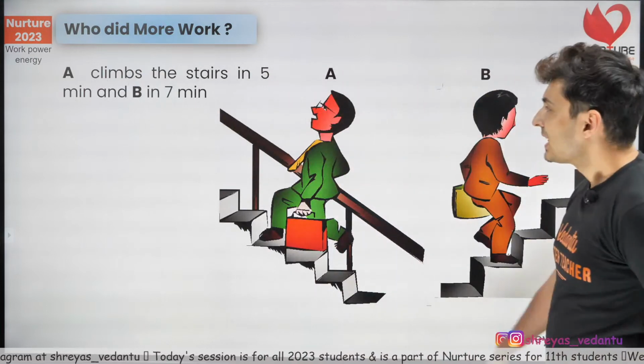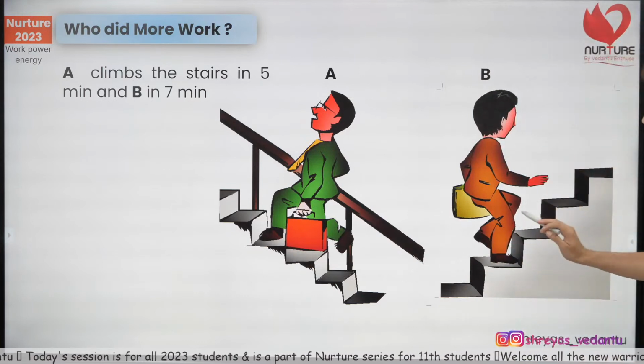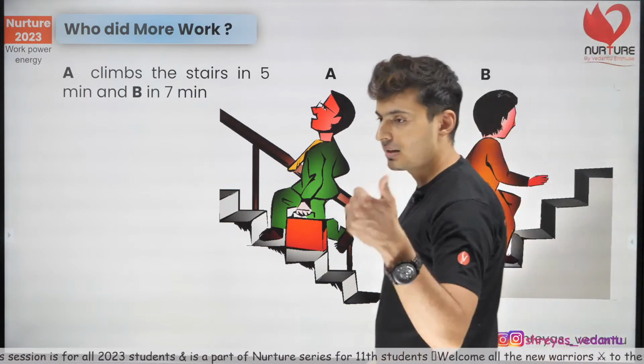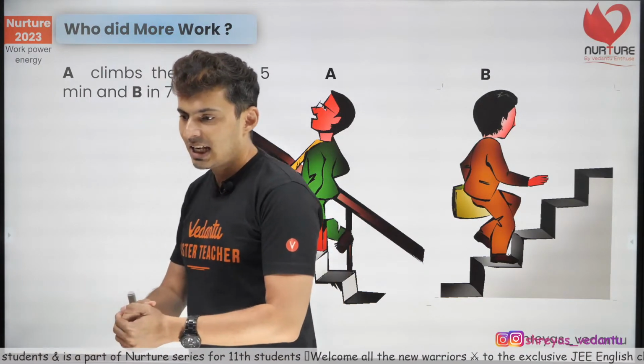Okay. Now, this person climbs the stair in 5 minutes. This person climbs the stair in 7 minutes. Who did more work? Come on. Devant says A. Gauri Shankar also says A. Who did more work?